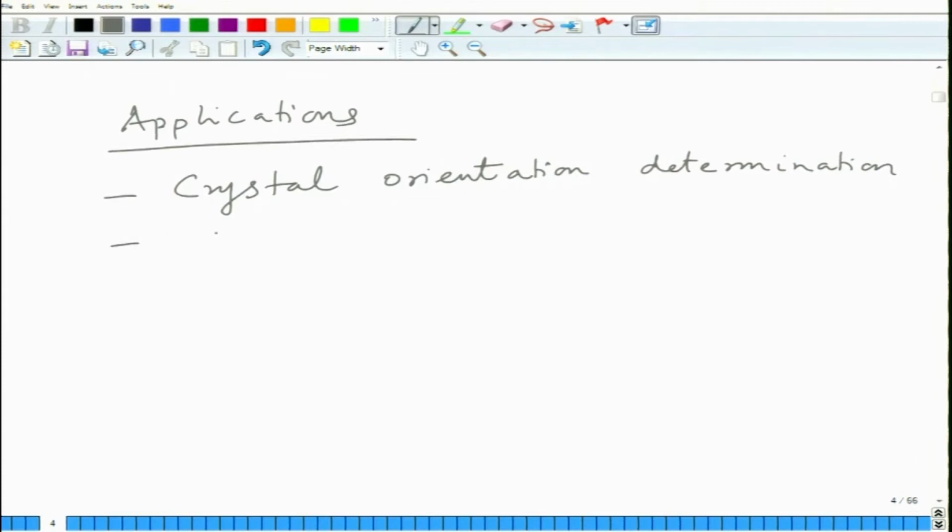It is also useful for determination of crystal perfection, because from the size and shape of spots one can determine the crystal orientation, and from the size and shape or distortion of spots, the crystal perfection. Okay.